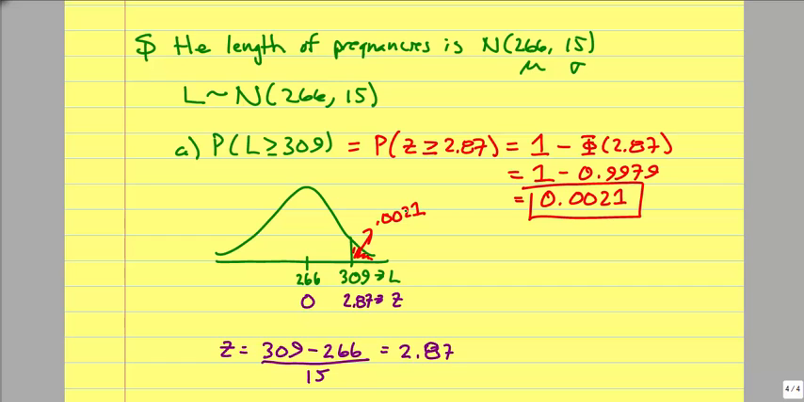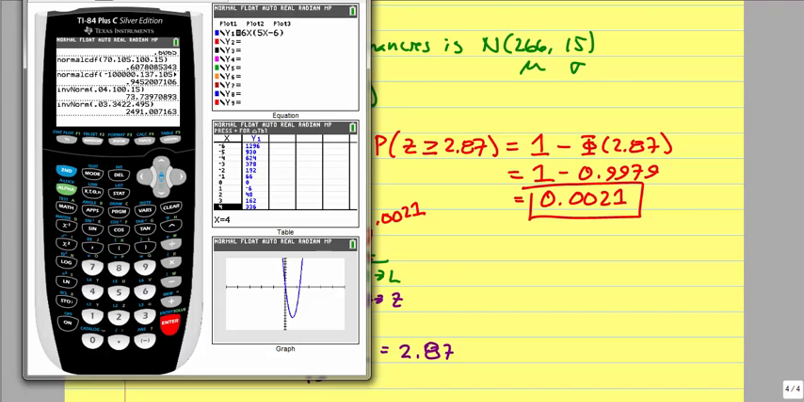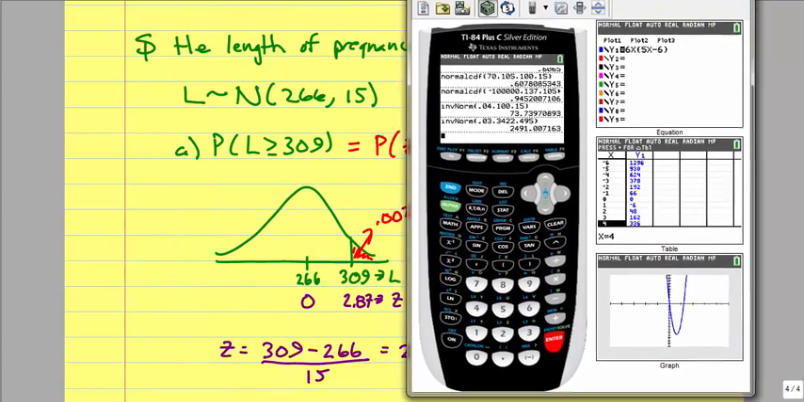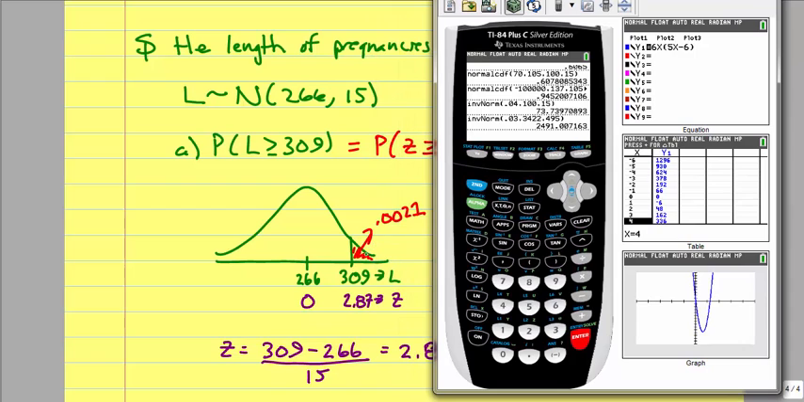Okay, let's now look at your calculators to see how you would do that with your calculator. So this one, we're not given the shaded area. We don't know this to start with, so we're going to do second DISTR normal CDF. Now, the lower is 309 in this case. My upper is this really, really large number, so I'm just going to put in 100,000 for an example. My mean is 266, it was given to me, and my standard deviation was 15.